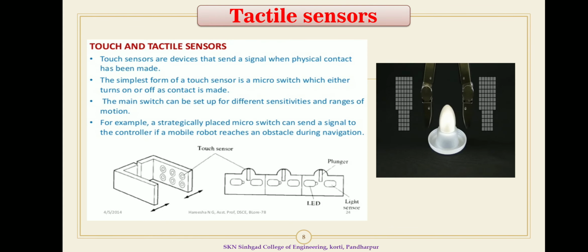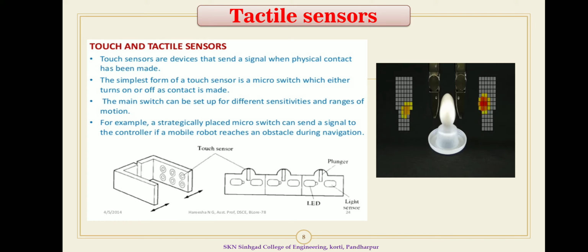Then next point, tactile sensor. So tactile sensors are the touch sensors. In robotics, touch sensors are used to obtain information associated with the contact between the manipulator hand and the object or workpiece. So there are two types of tactile sensor or touch sensors: binary sensor and analog sensor. These are the two types of tactile sensor used in robotics.